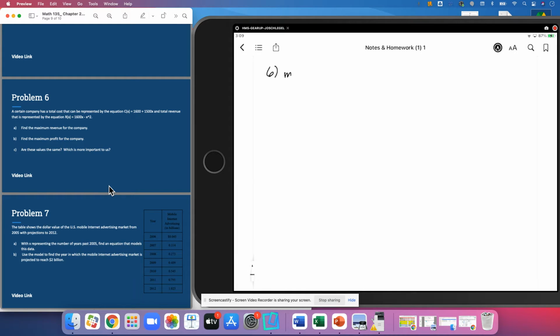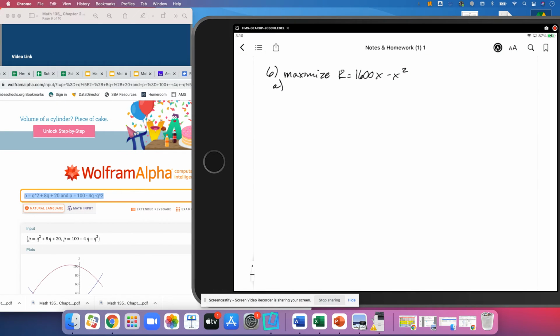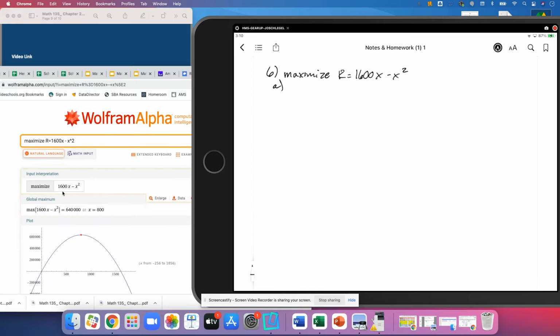Wolfram maximize our revenue function. So we can say R is equal to 1600x minus x squared, and we will give that to Wolfram. You can see I'm just copying this last piece here because I don't want the R of x in Wolfram. It's going to make Wolfram unhappy. So I'll type R equals and then that. We do need to make sure that our input matches what we wanted, and it does.